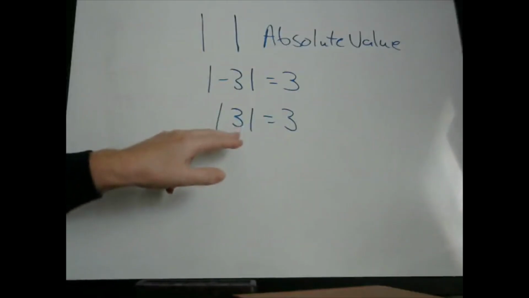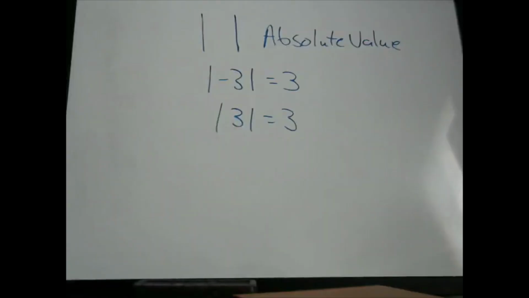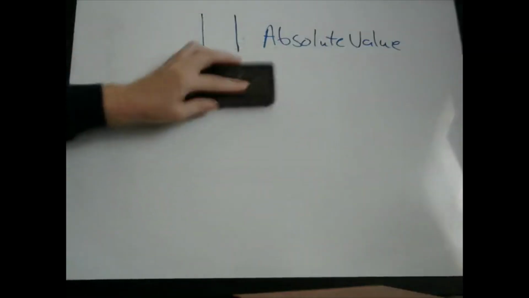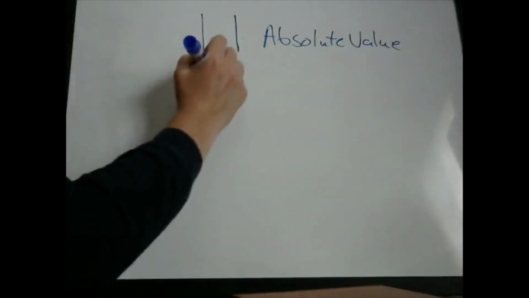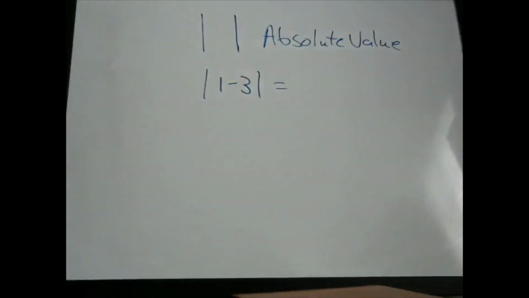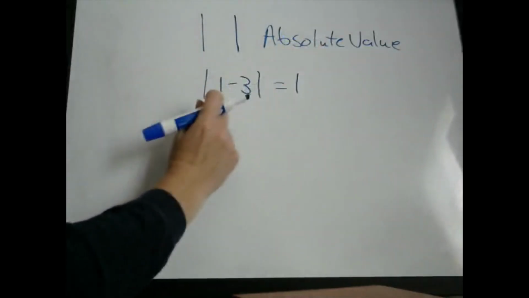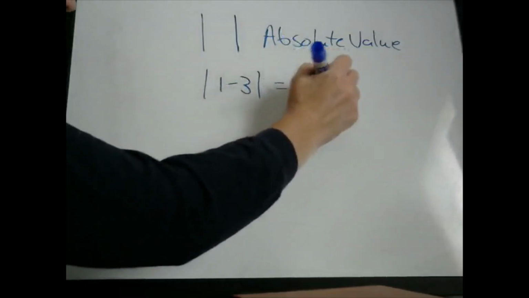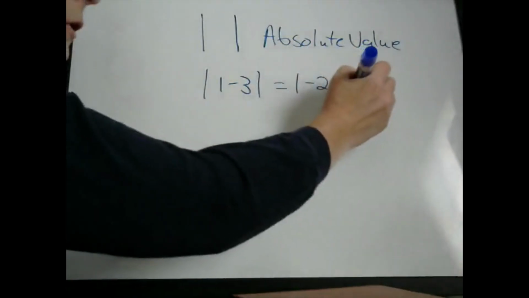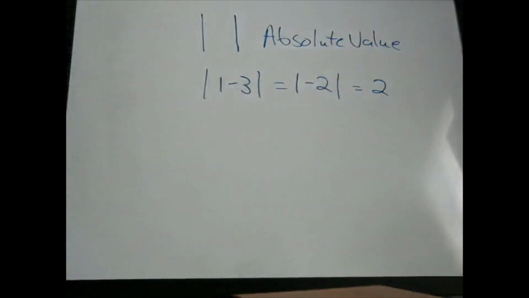Now, if you have some arithmetic operations within those two lines, then you simply do the arithmetic and then take the positive of what your answer is. So if we have the absolute value of 1 minus 3, well, 1 minus 3 is -2, so you simply do the arithmetic. So the absolute value of -2 is just 2. You just take the negative sign off. That's what the absolute value is.